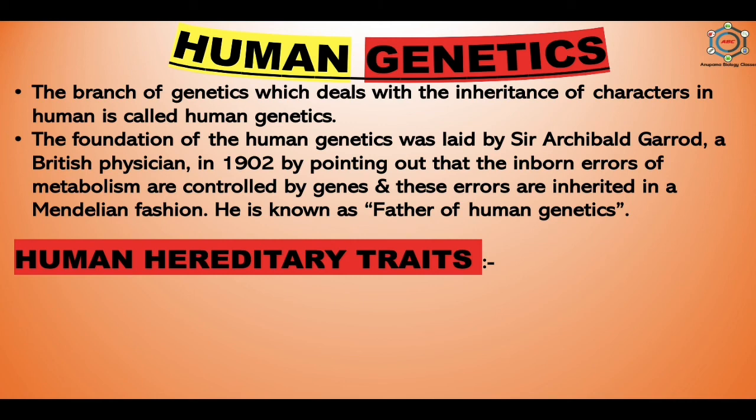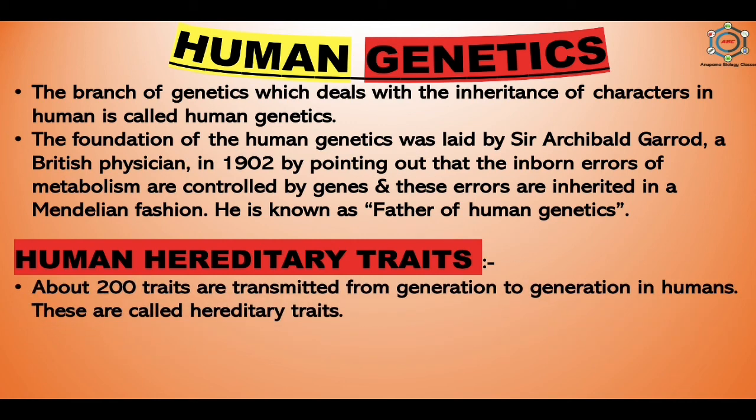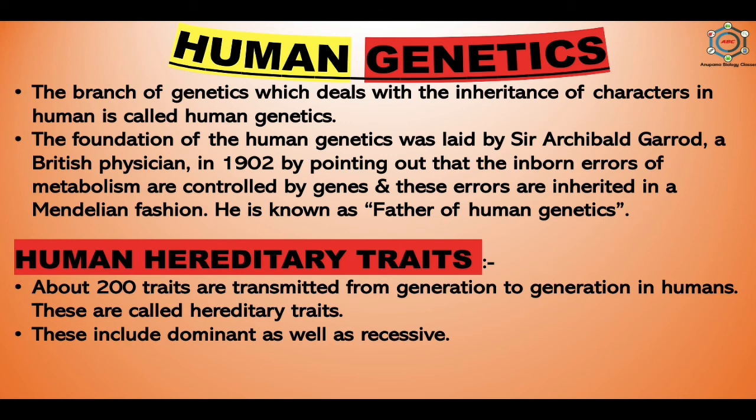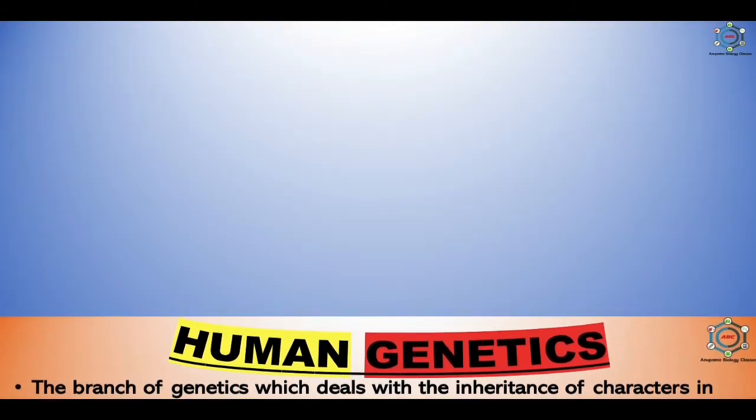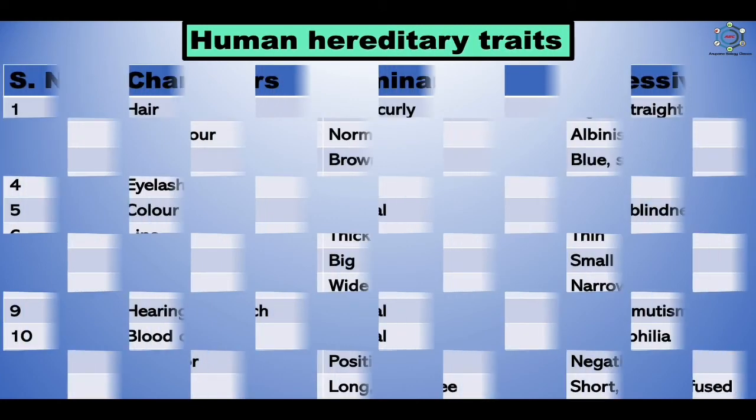Human hereditary traits. What are human hereditary traits? About 200 traits are transmitted from generation to generation in humans, and these are called hereditary traits. These include dominant as well as recessive, and many human traits are transmitted in a simple Mendelian manner, others in accordance with the post Mendelian principles of genetics. So, here you can see some main human hereditary traits.